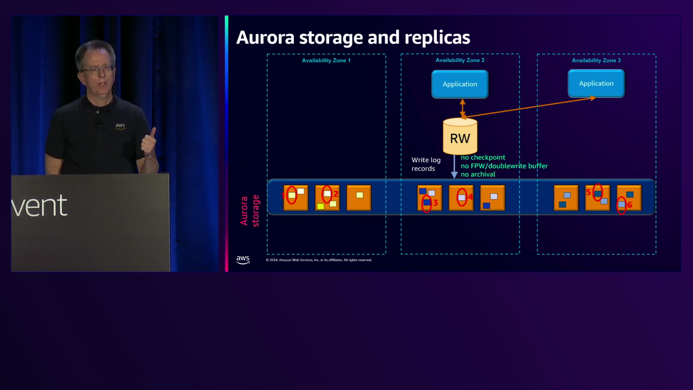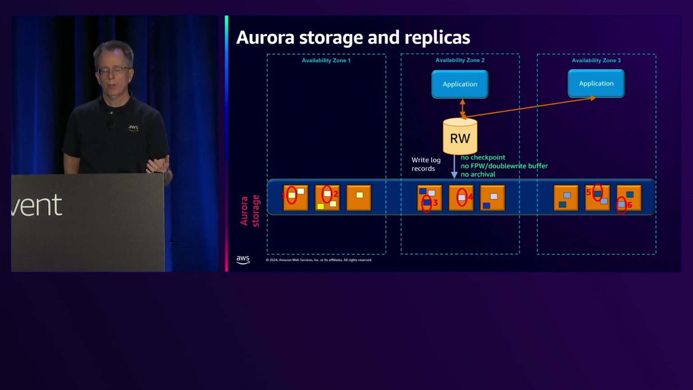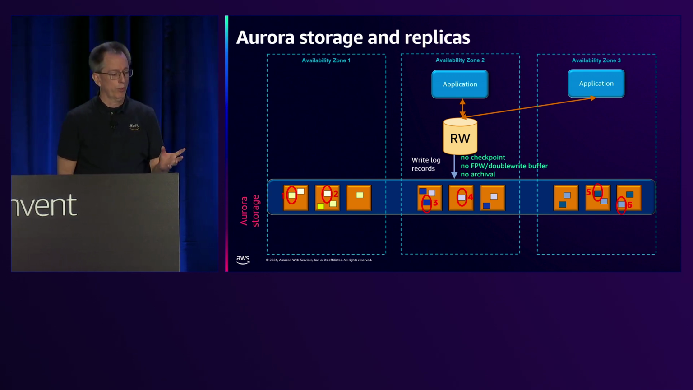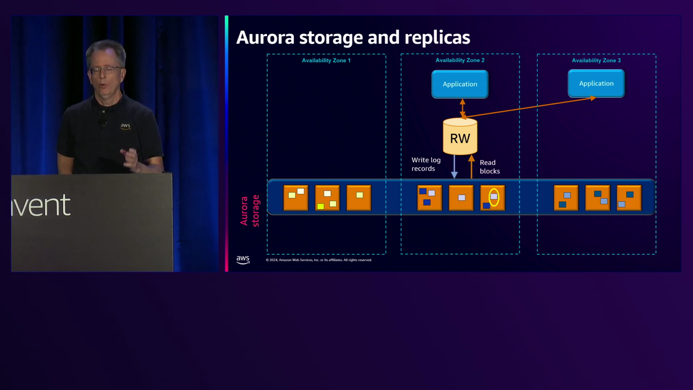Now, the other thing that we do that is kind of different is we don't do checkpoints. We don't do full page writes in Postgres. We don't do a double write buffer in MySQL. And we don't have to archive any logs because we're not doing any backups up at the read-write node. So this means less work for it, more efficiency, more scalability, especially when it comes to writing. So all good things. But we read blocks, and I'll get into how that works in a bit. But this makes it really simple for the database to understand because we didn't have to change any of that.